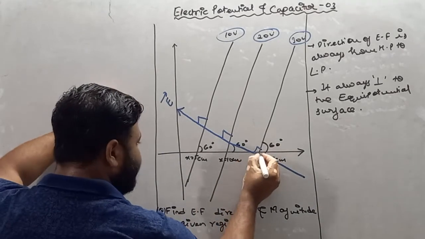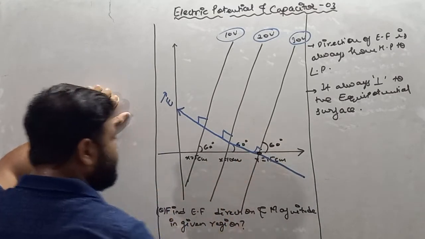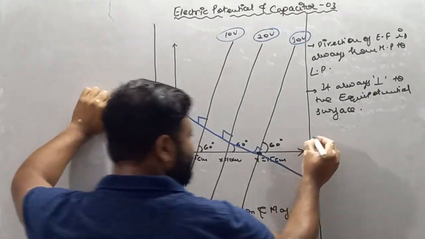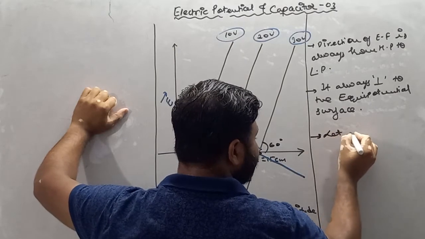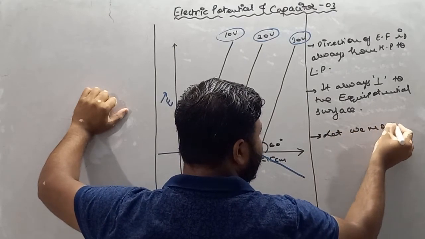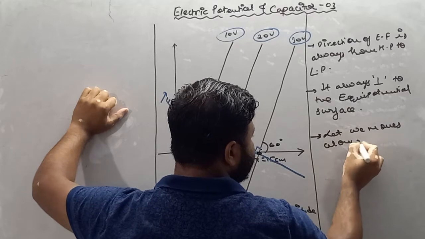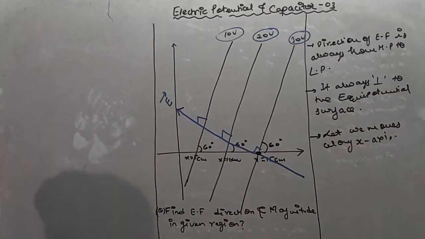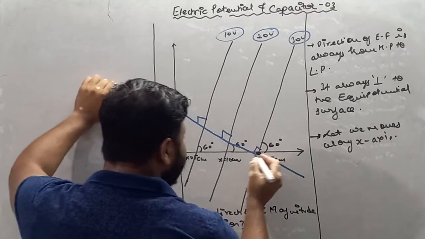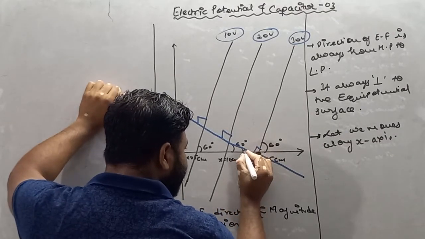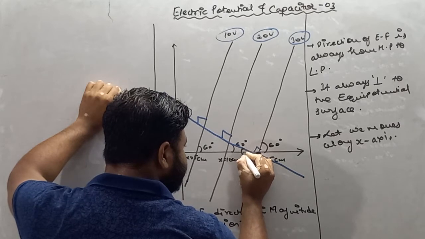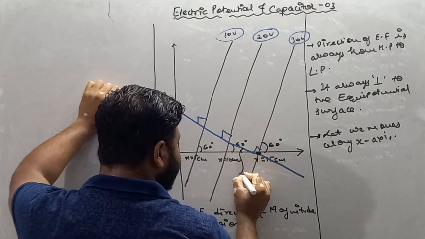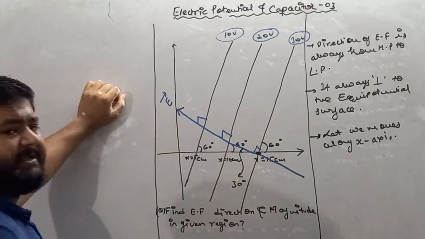Now see, my dear student, this is a point. Let's suppose we move along the x-axis. If you look here, this angle must be 30 degree, because this is 90 and this is 60. So this angle must be 30 degree, my dear student.